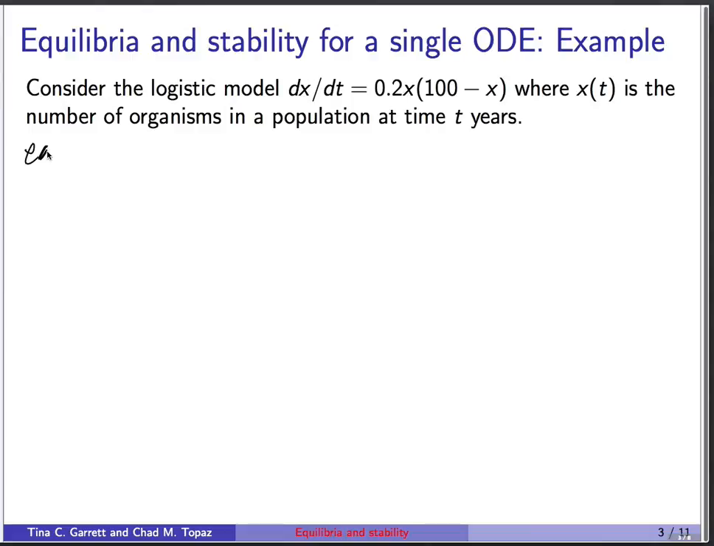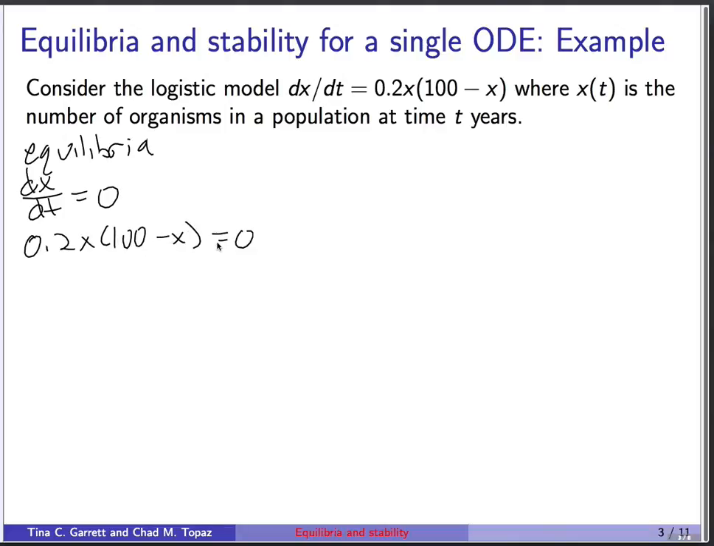So one question is about equilibria, which means: are there any values of the population x such that if the population happened to have that value, it would stay exactly at that value? We look for when things don't change, and that means we set the time derivative equal to 0. dx/dt equals 0, or another way of writing that is 0.2x times (100 minus x) equals 0. Just from eyeballing this, there are two solutions. Either x can be 0 or x can be 100.